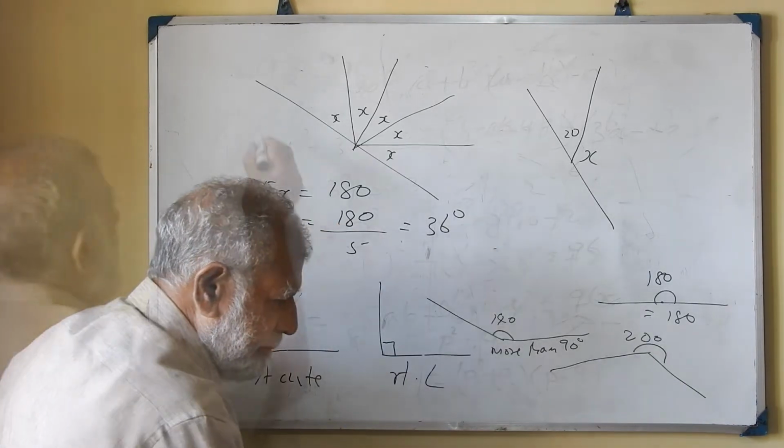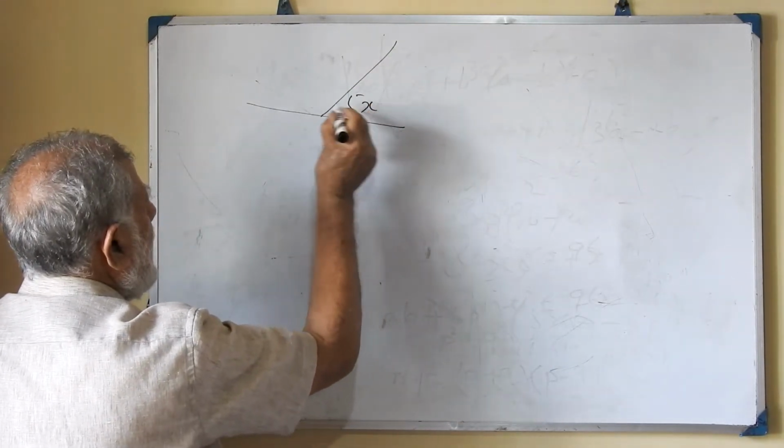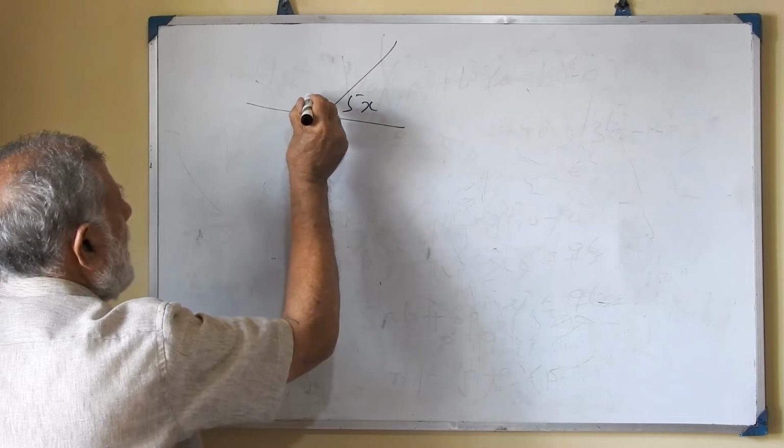We'll take another example. Look at this one. This is 5x. This is, we say, 10x.